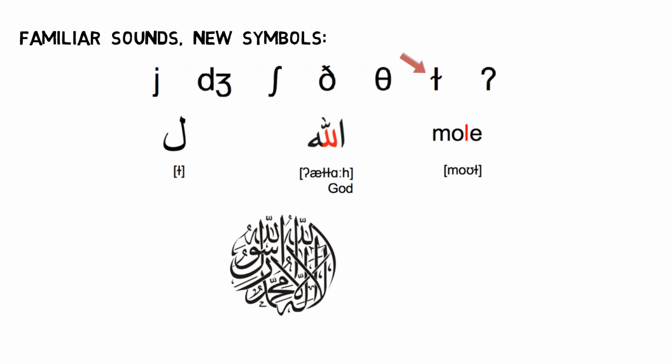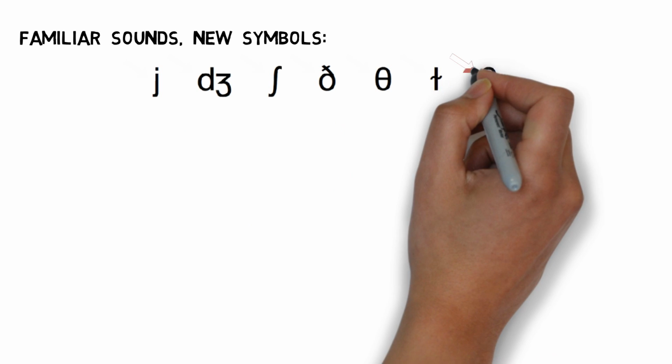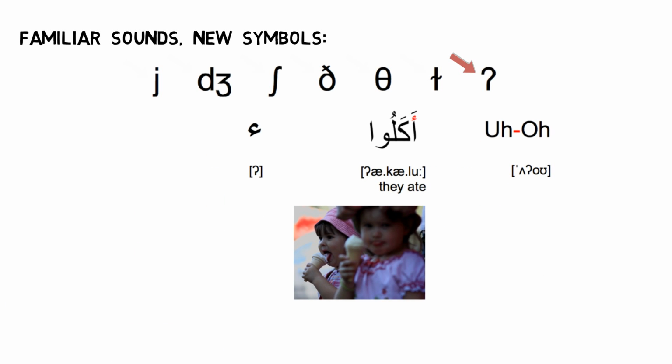In IPA, this sound is a lowercase l with a line coming through it, and it's pronounced in 2 spots in your mouth. The front of your tongue comes up near your front teeth, and the back of your tongue raises up too. Now remember that, since we're going to come back to this sound in just a minute. Our last familiar sound is an odd little character known as a glottal stop. It's A, as in Arabic's akalu, or English's uh-oh.